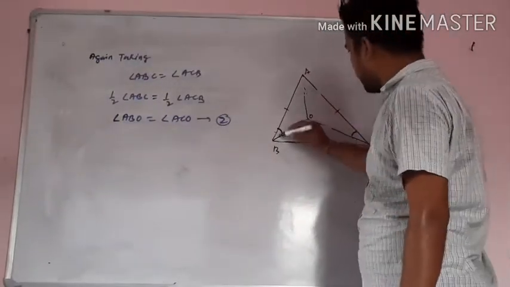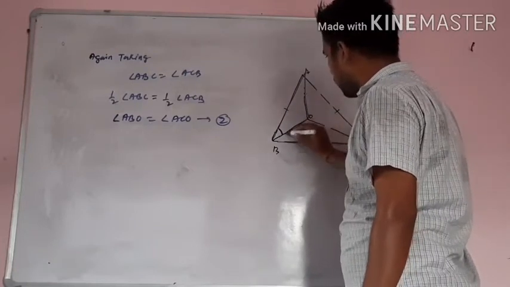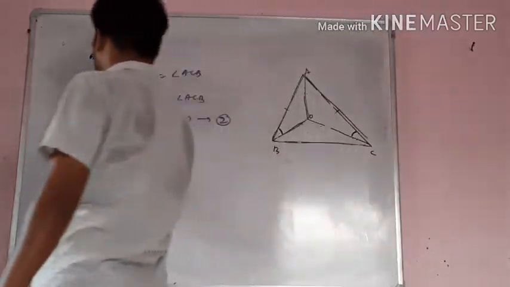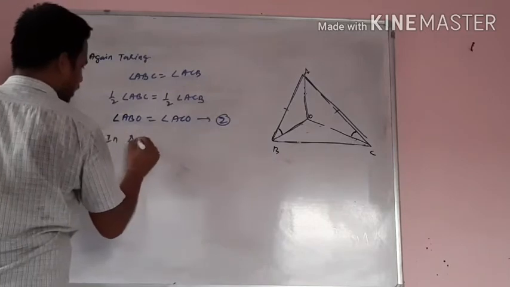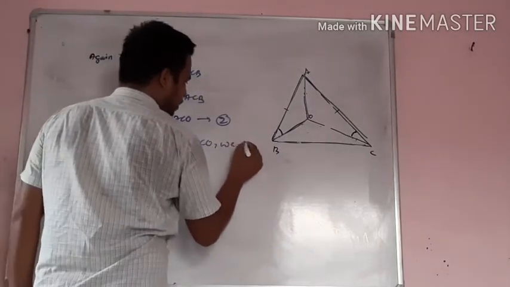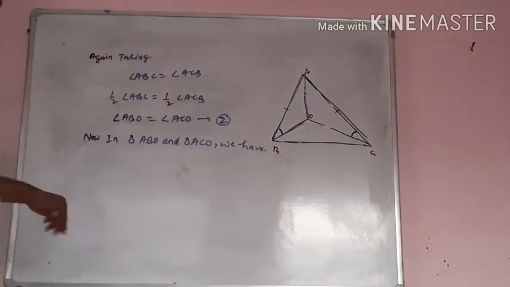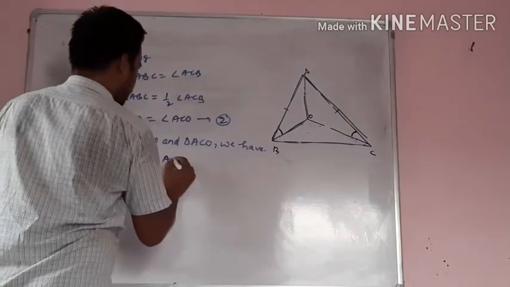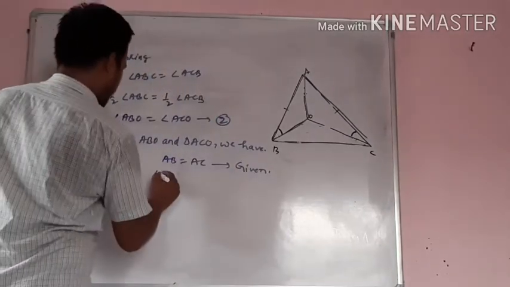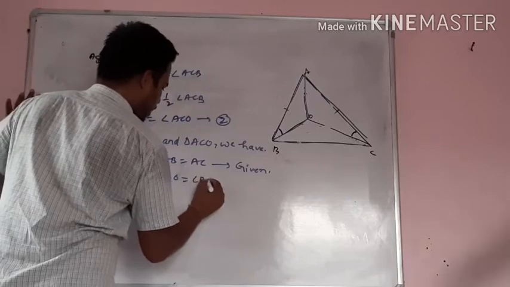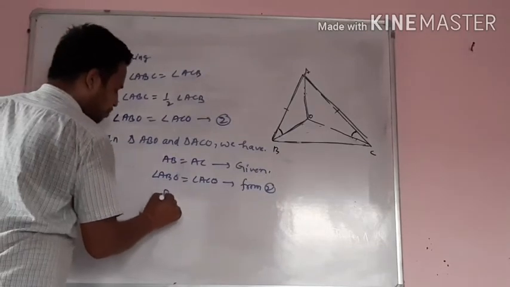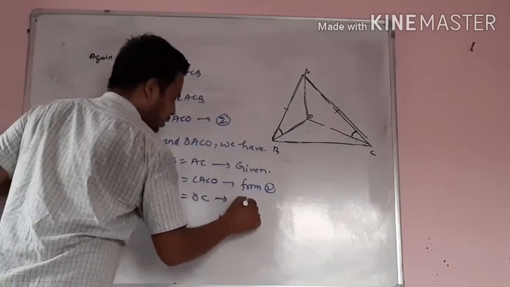Now take triangle ABO and ACO. Now in triangle ABO and triangle ACO, what do we have? First thing, AB equals to AC, that is from given, and angle ABO equals to angle ACO from 2, and BO equals to OC, proved.